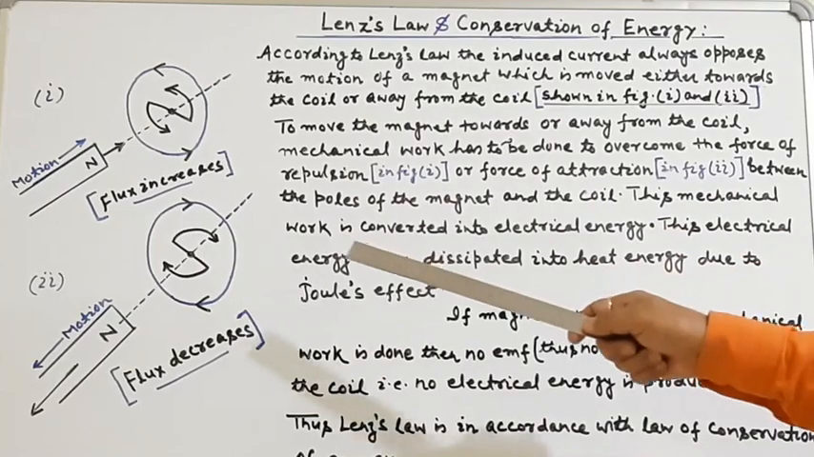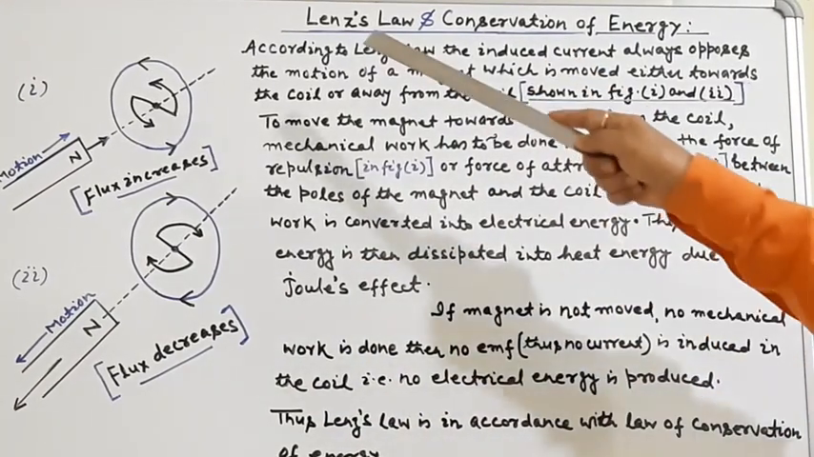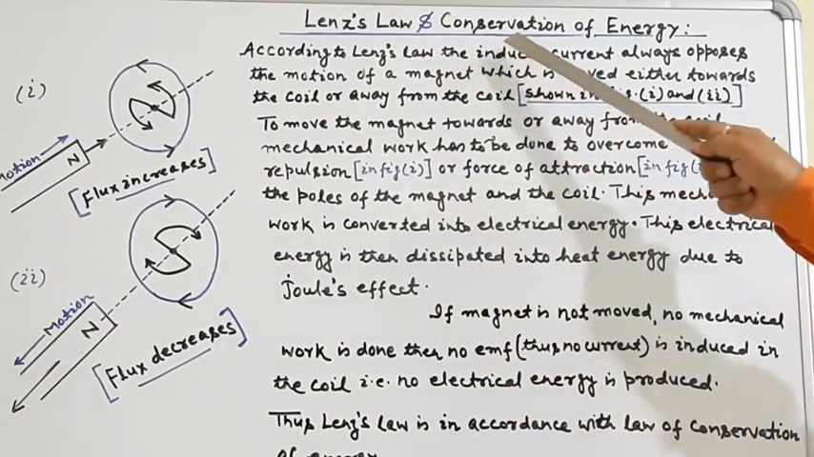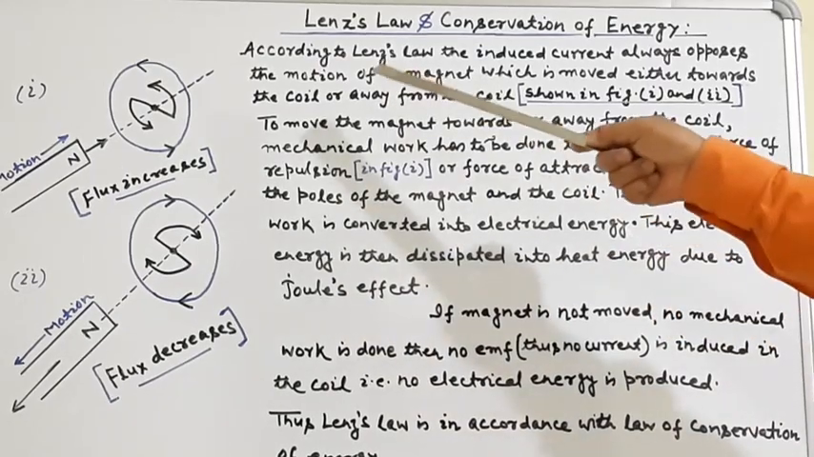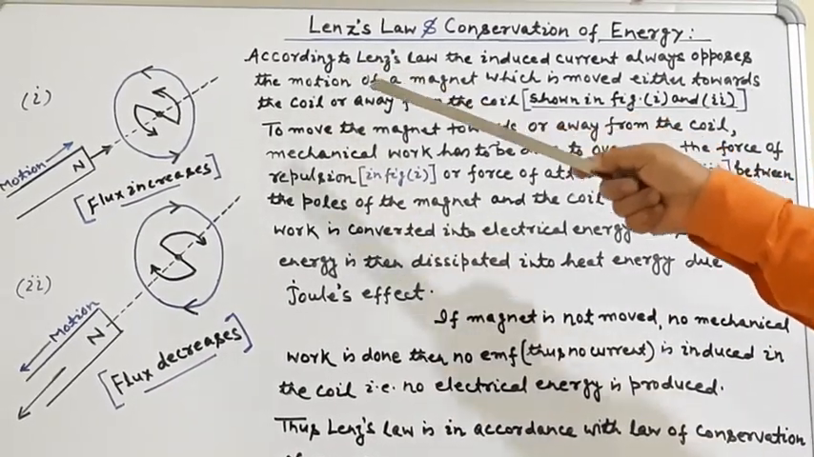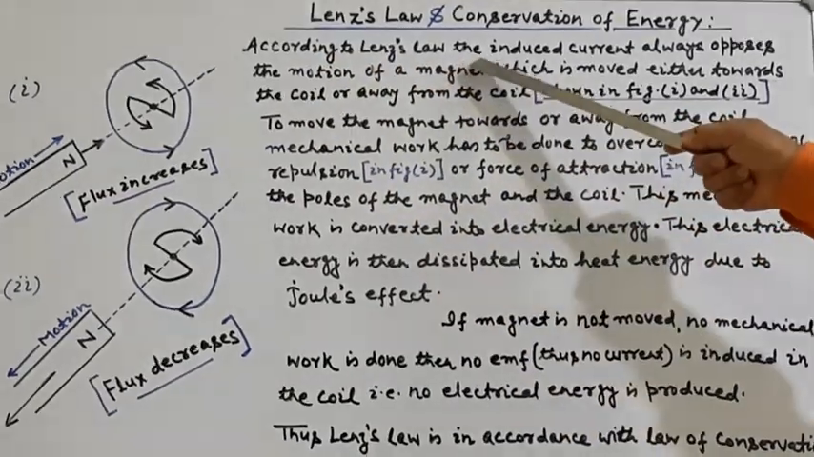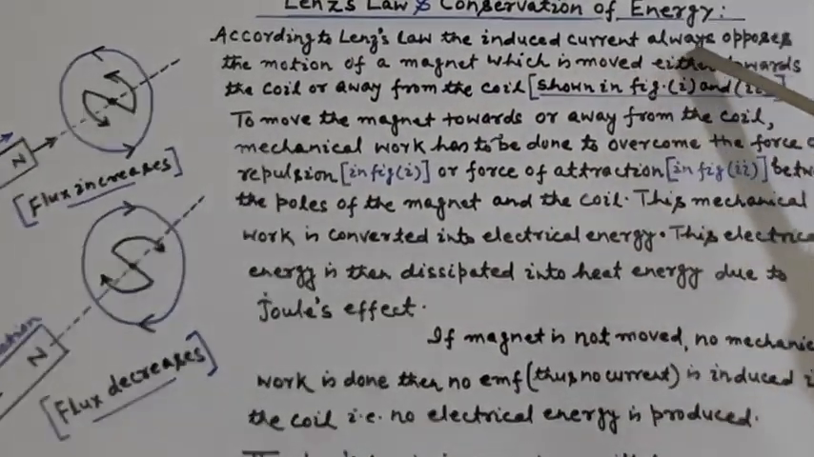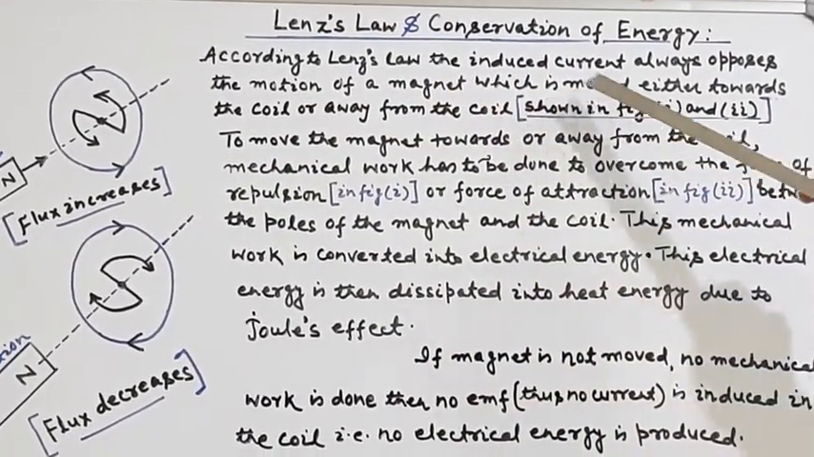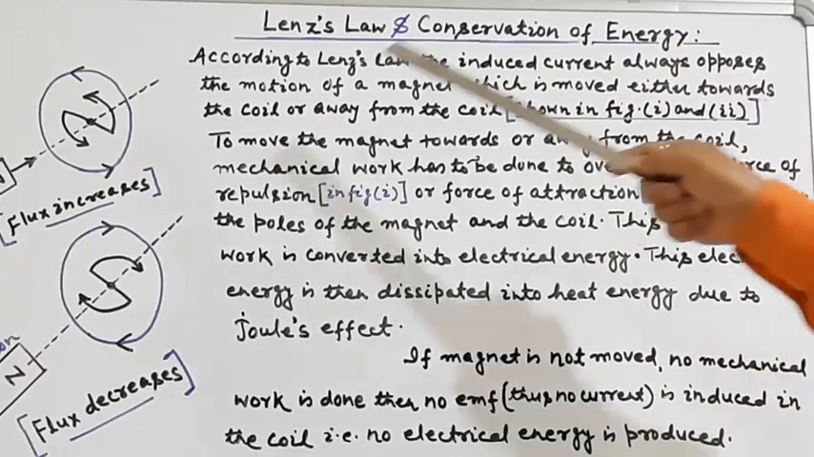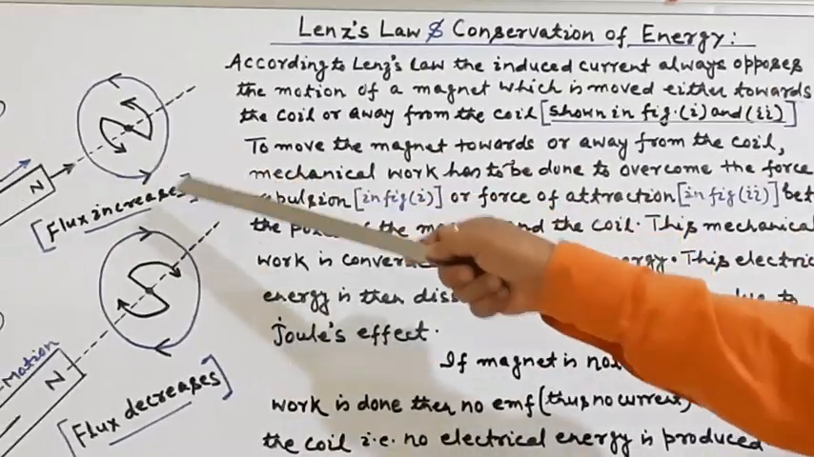Students, this is a very important question, it comes in the exam. So I have made brief and simple notes on Lenz's law and conservation of energy. I'm just going to read them out, pay attention, focus on the board and note it down. Here I've written: according to Lenz's law, the induced current always opposes the motion of the magnet, which is moved either towards the coil or away from the coil. It is shown in figure 1 and figure 2.